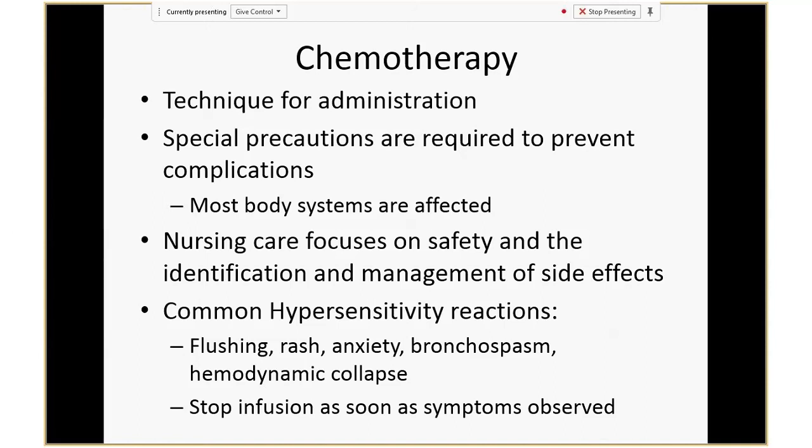Chemotherapy is very potent on the body, and most patients will get some type of irritation on their skin. But if they go into an inflammation state where they're getting flushed or have a rash or anxiety, sometimes we will stop the infusion and give them other medications to lower the risk of inflammation, and then we can restart it. But other times, if this is occurring every single time they're getting it, they might have to change their chemotherapy.